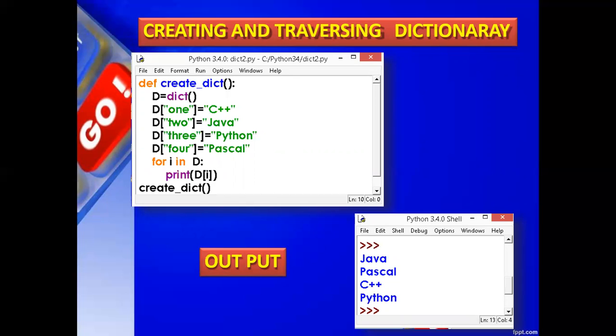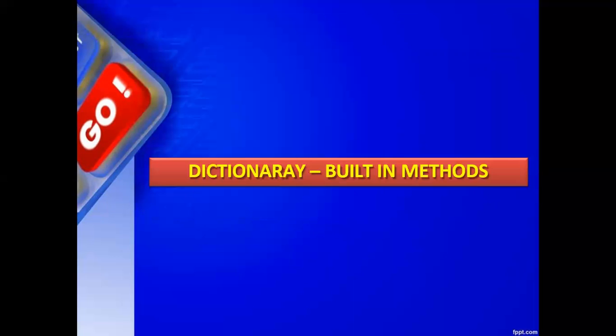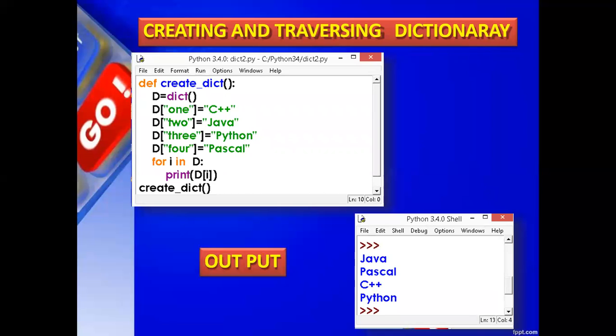Similarly, D['2'] equals Java, D['3'] equals Python, D['4'] equals Pascal. For i in D, print D[i], same method, and you can see we have been able to print all the values on the screen. So you must now be able to easily identify the key and the corresponding values.